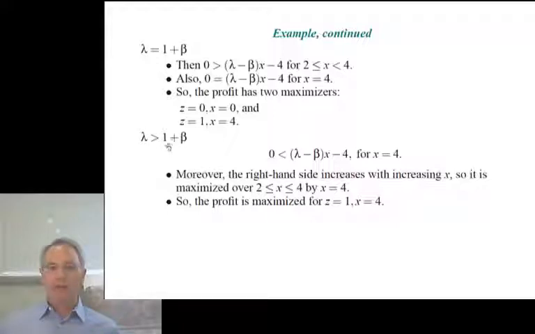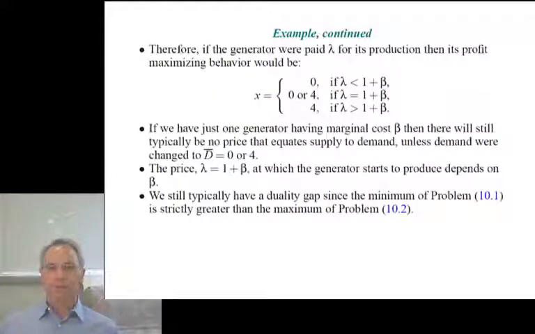And if lambda is greater than 1 plus beta, then a similar argument to before shows that profit maximization occurs when we're in service and generating at 4 units. So if the generator were paid lambda for its production, then its profit maximizing behavior would be: don't generate anything if lambda is less than 1 plus beta, generate either 0 or 4 if lambda is equal to 1 plus beta, and generate 4 if lambda is greater than 1 plus beta.